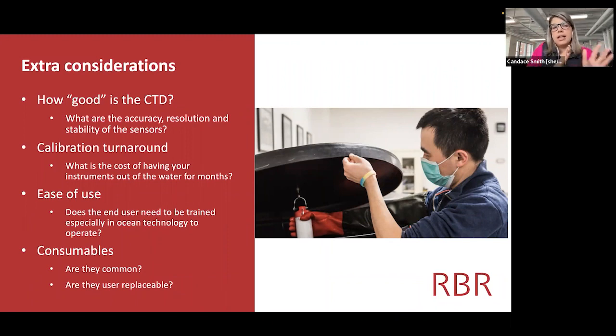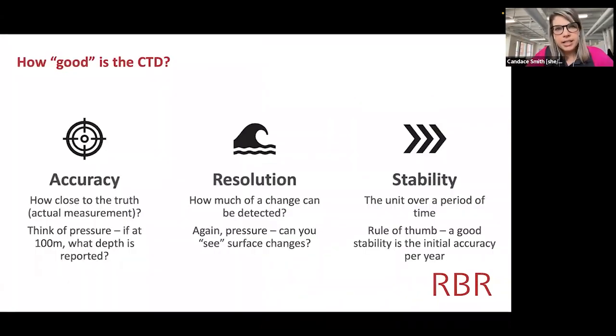And these, I find, folks don't think about as much. People do ask, like, what's the maintenance schedule, so they can put that into their budget, but there's other pieces to think about. There is a cost to this as well. So the good CTD part, I put that in quotes because there's lots of CTDs out there. So the three specifications I like to think about is the accuracy.